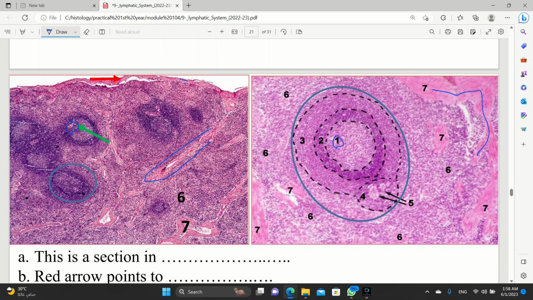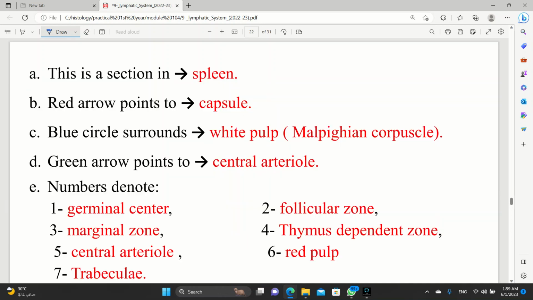That's trabeculae. You see the branching? That's trabeculae. What's the rest of this something? That's the red pulp. So number 6 is the red pulp.